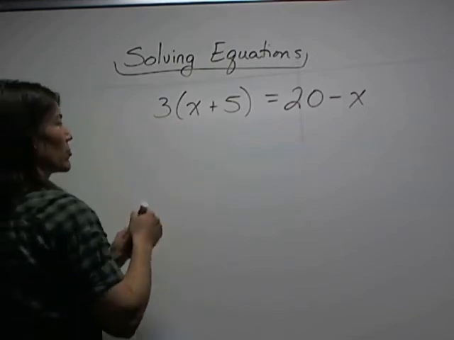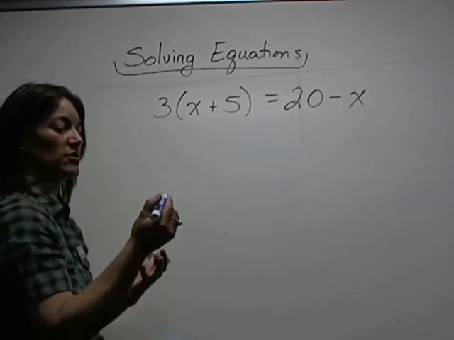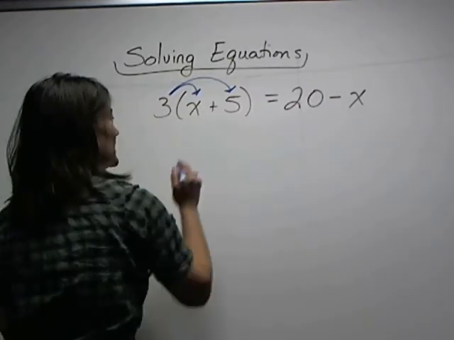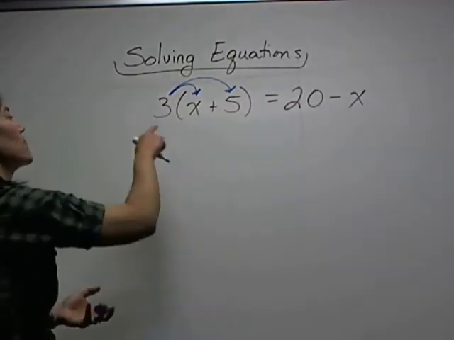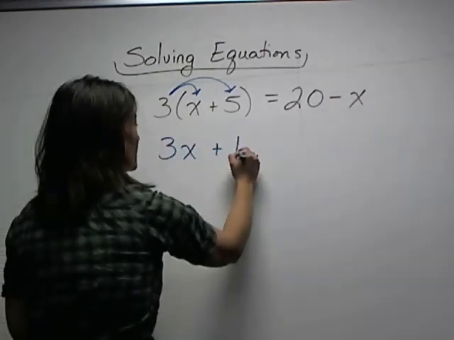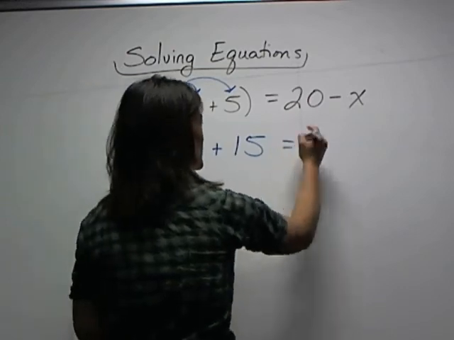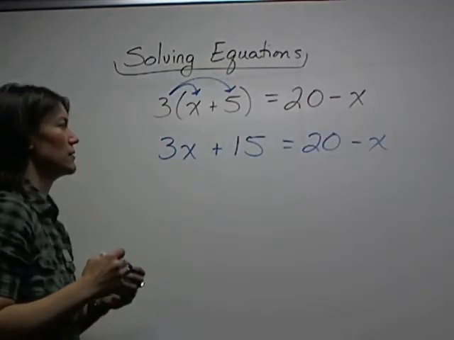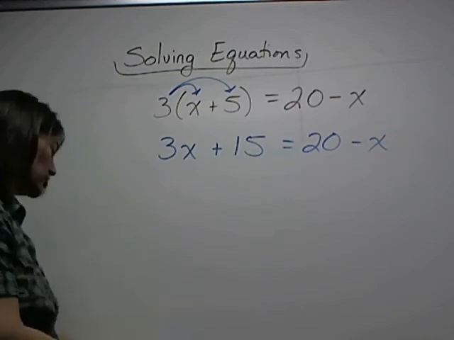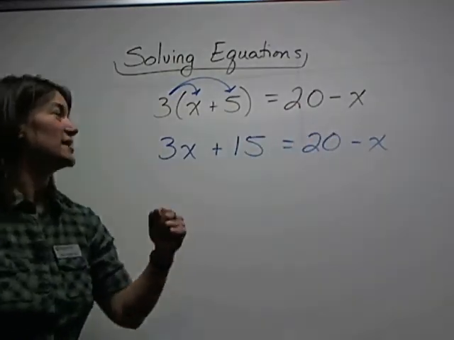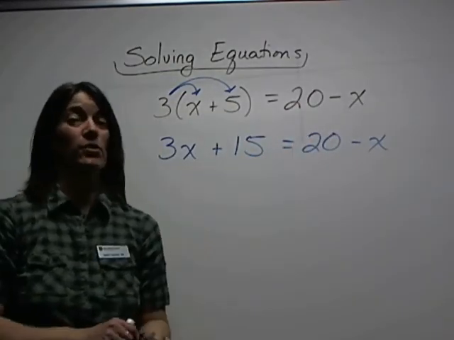So in order to get rid of my parentheses, I'm going to use the distributive property, taking the 3 and multiplying it to every term inside the parentheses. That's cleaning this up and is going to give me 3x plus 15. And I didn't do anything on the other side, so it just comes along for the ride. Now I have a problem just like the last one. I have variable terms on both sides. I have constant terms on both sides.